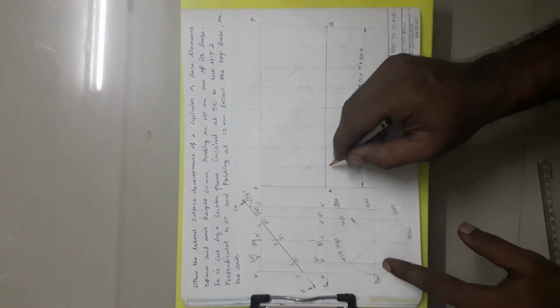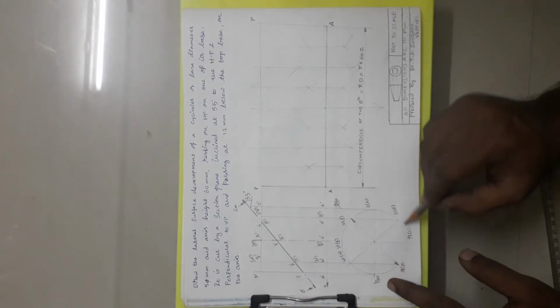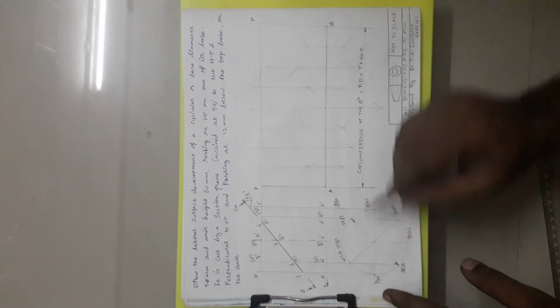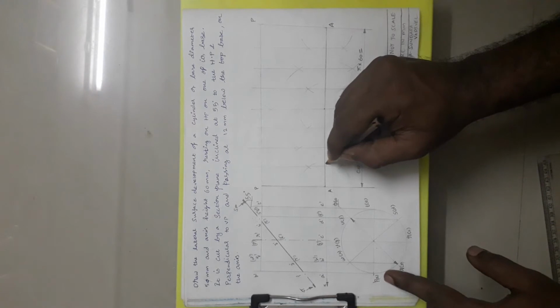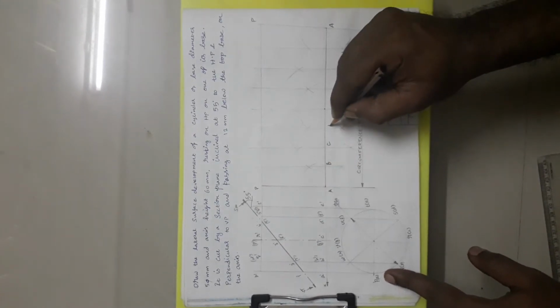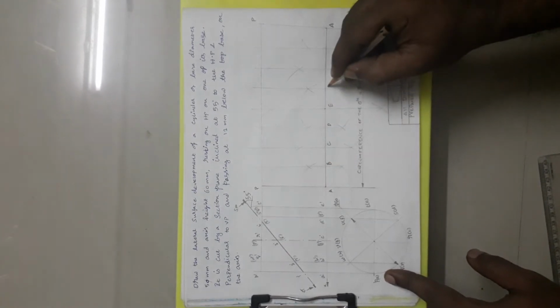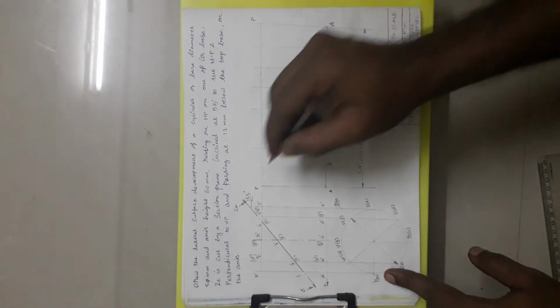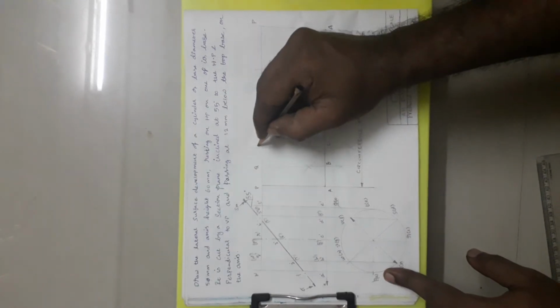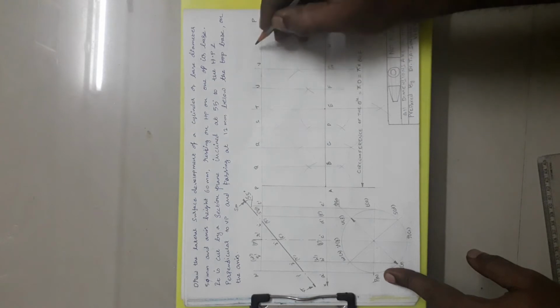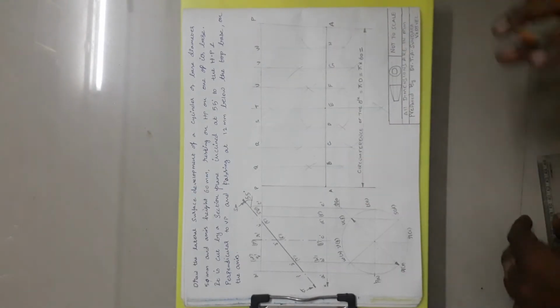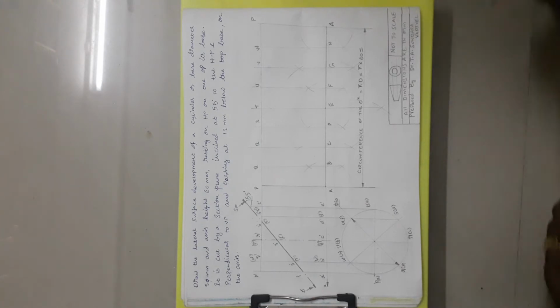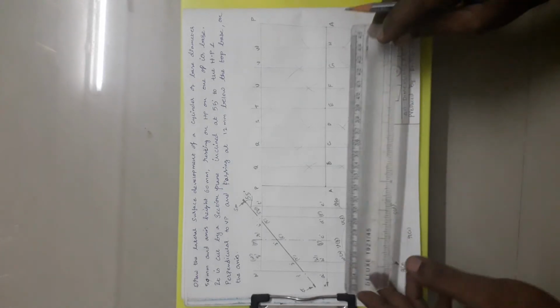Now I am going to give the names. From A, we give B, C, D, E, F, G, H, and finally A. Similarly here, P, Q, R, S, T, U, V, W, and the last point will be P. We have given the names. Now we have to transfer all these cutting points to the corresponding lines.